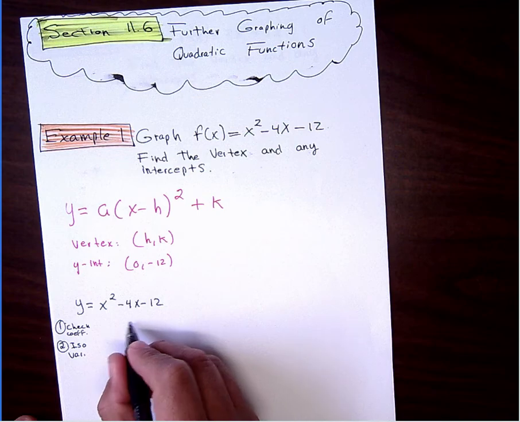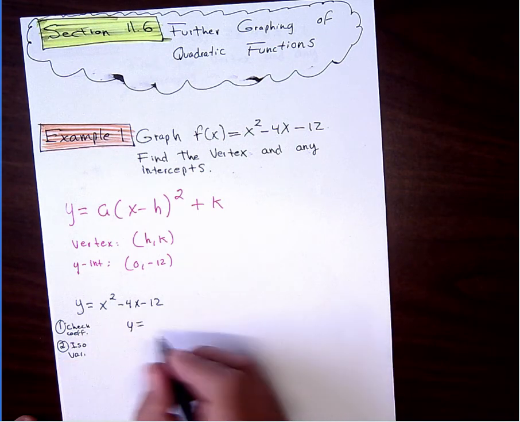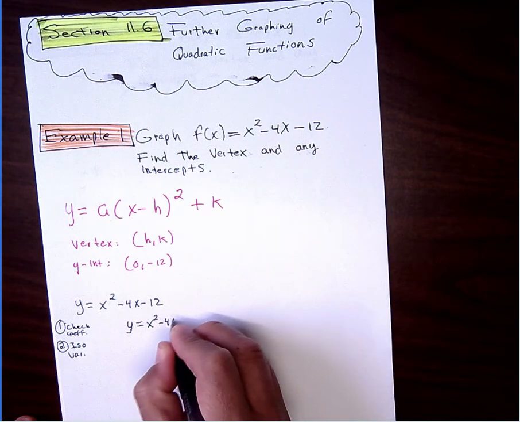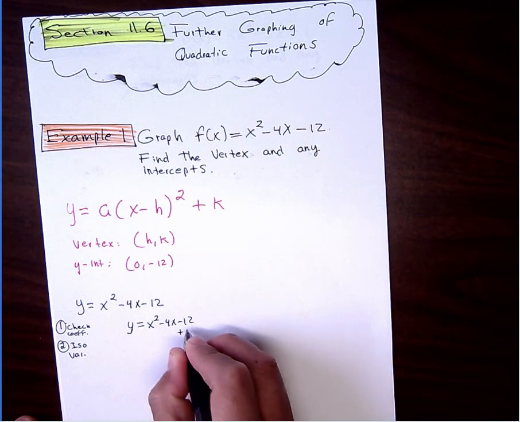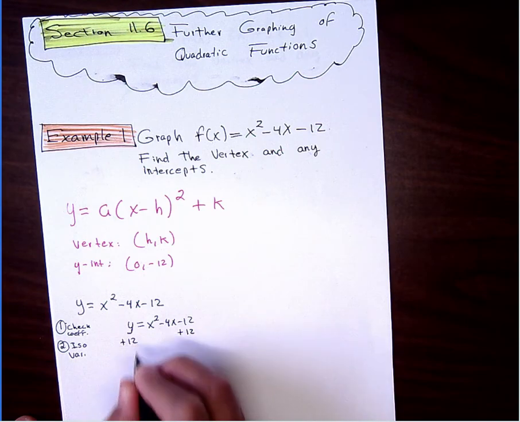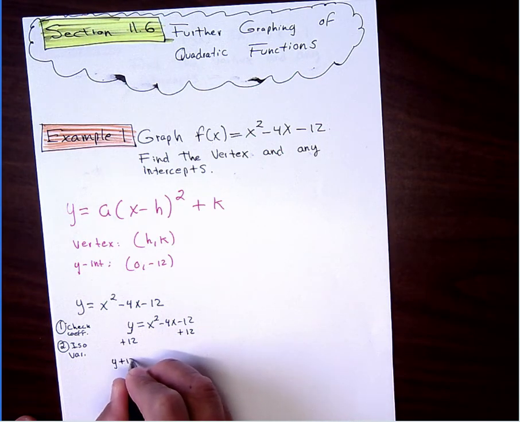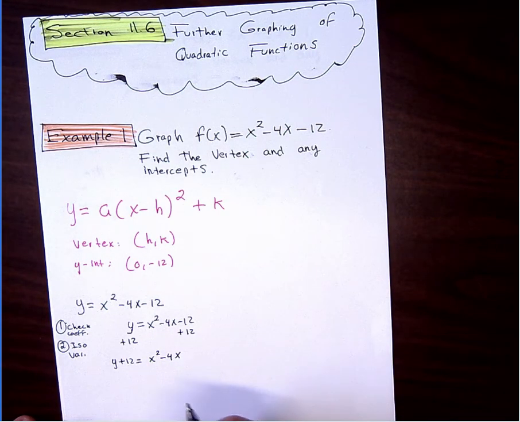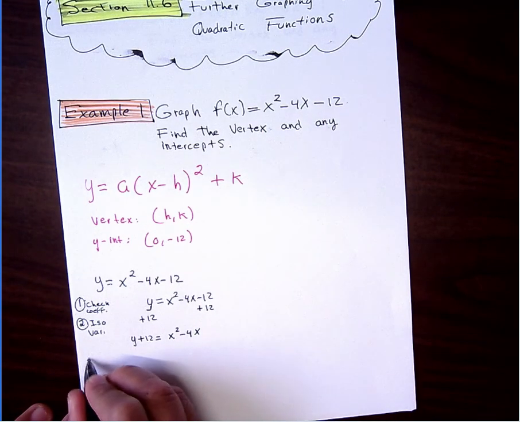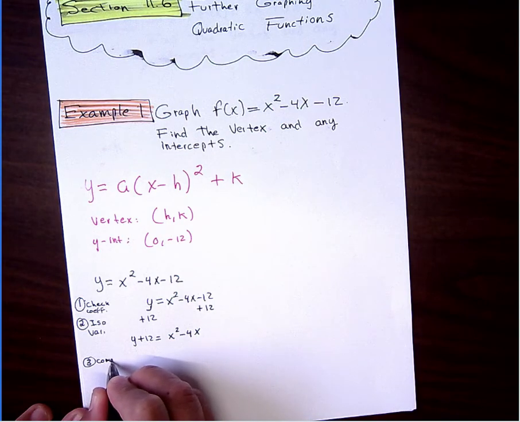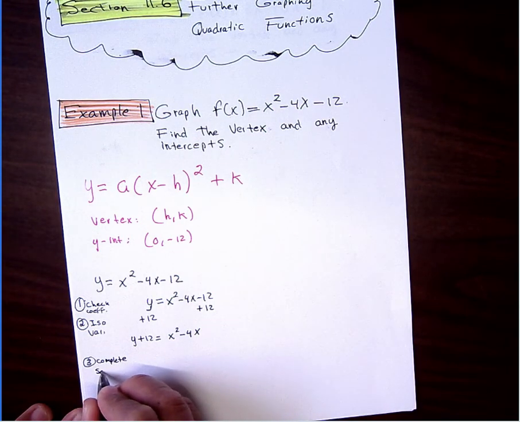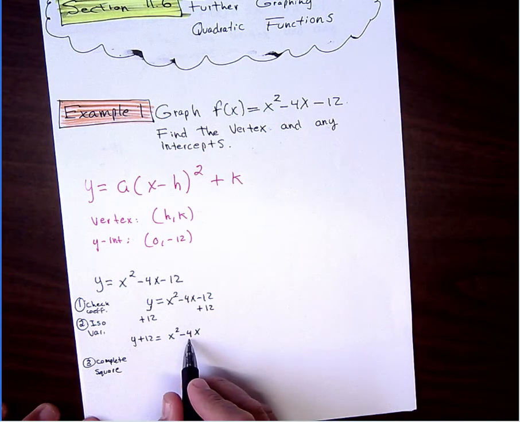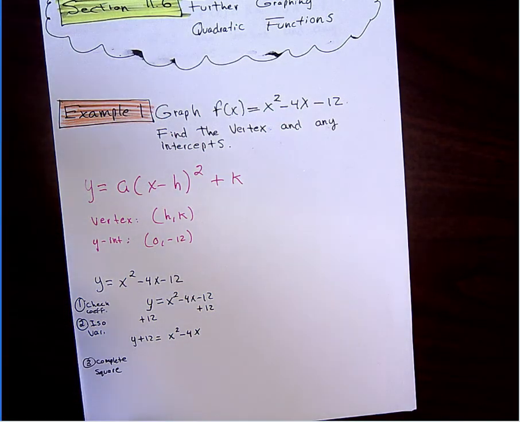So let's put it like this. In this case, we're not going to have a 0 for this. We're going to keep the y. So we're going to add 12. So we're going to have y plus 12 on this side, and we're going to have x squared minus 4x. So here, this is where we complete the square. You're going to grab this number, remember? This one.